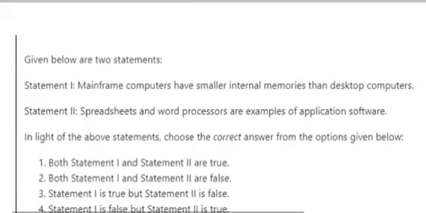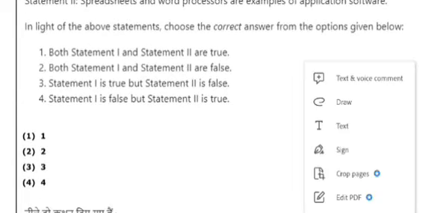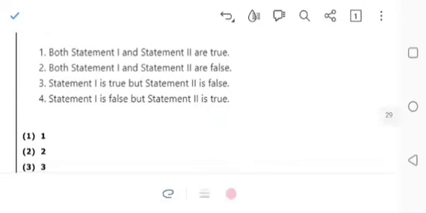This kind of question is often repeated, constantly repeated. For 33, the correct answer will be option D. That means statement 1 is false, but statement 2 is true.